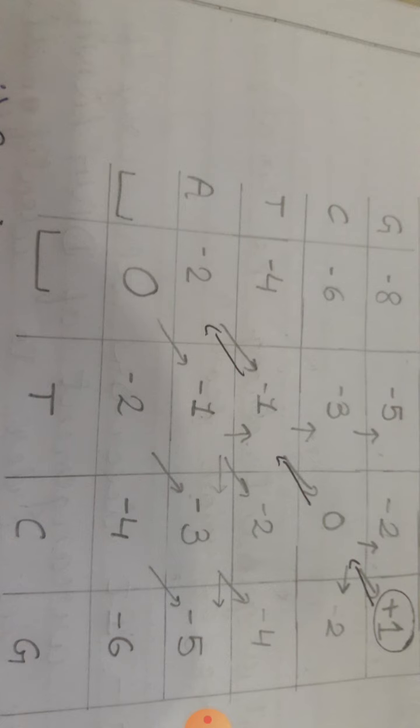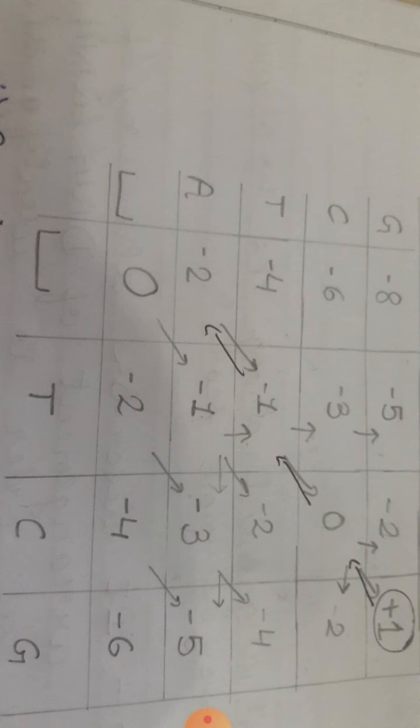Now we should move to the second step, that is trace back. What do we mean by trace back? We should trace its path. The highest value in our box is +1. So we should see from where this +1 value came. The +1 value came from the diagonal box. So just make the reverse arrow, and return back diagonally.